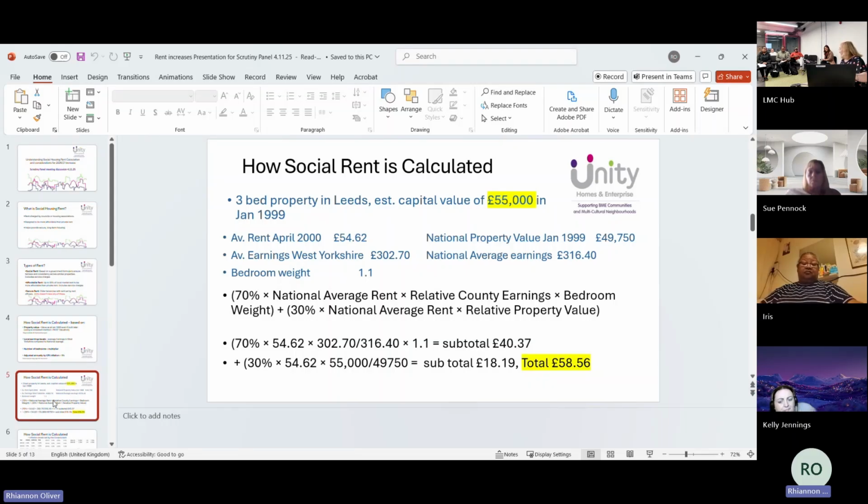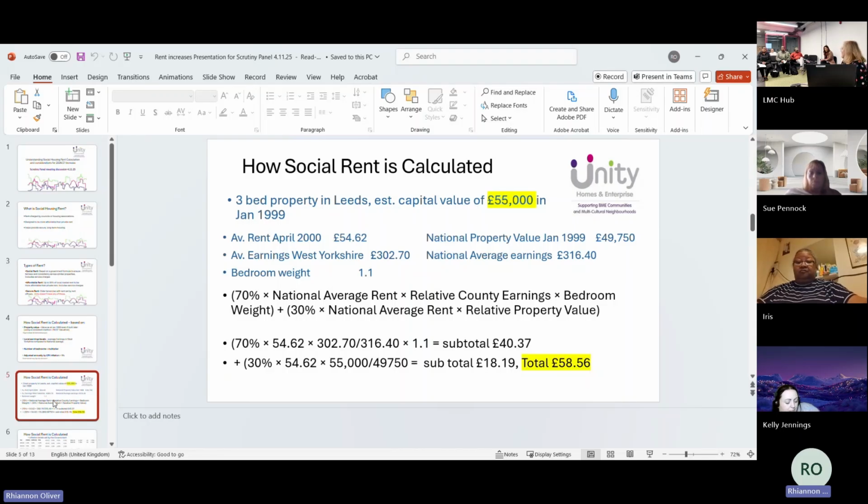The government actually give us what the average rent was in April 2000, what the national property value was in January 1999, what the average earnings were in West Yorkshire, what the national earnings were, and what the bedroom weighting is. So all of that bit, everything in blue there, apart from that yellow bit at the top, is on a preset formula, and they give it in one document for the whole country. You can look at any county, anywhere across the country, and you can get this average earnings. Really, really prescriptive in terms of how it's set.